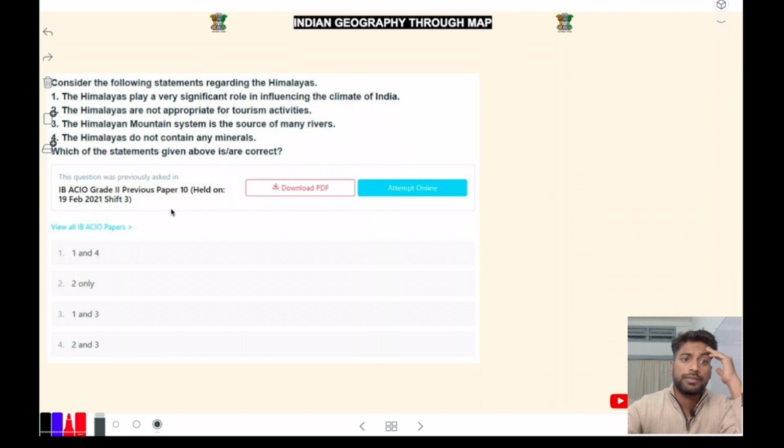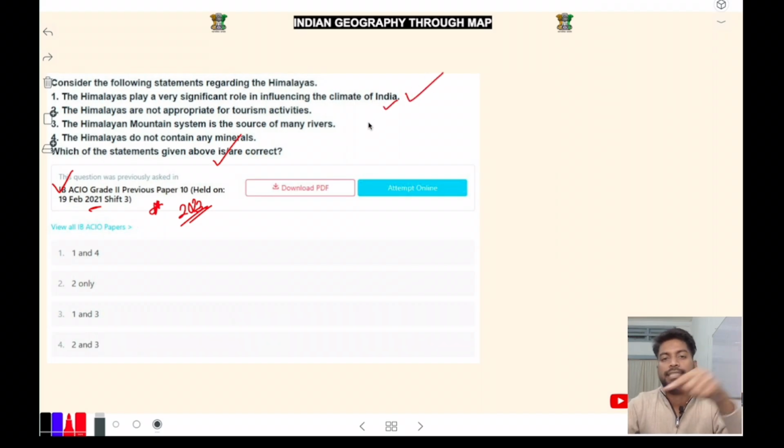Look, suppose I solve this IBACIO question, one of the hardest exams, which happened in 2023, I guess. Which are the correct statements? The Himalayas play a very significant role in influencing the climate of India. Yes, we just saw that it acts as a natural climatic barrier. The Himalayas are not appropriate for tourism activities. That can't be right. Lots of hill stations are there, lots of pilgrimage sites are there.